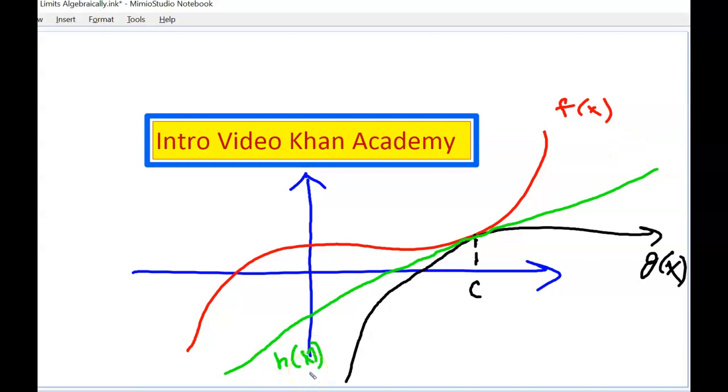So if h of x is between f of x and g of x, and if I can find the limit as x approaches c of f and of g, and those two limits are the same, and if h of x squeezes between those two functions, then at c, the limit of h of x would have to equal the limit of both f and g. So that's basically what the squeeze theorem is saying.